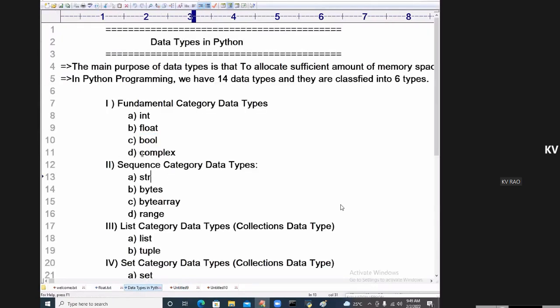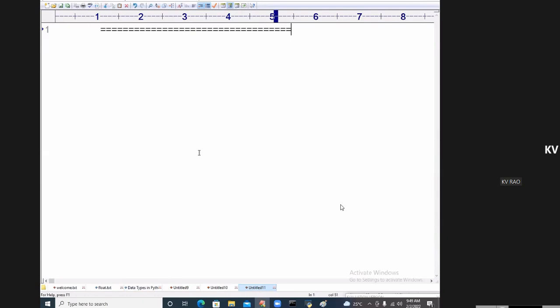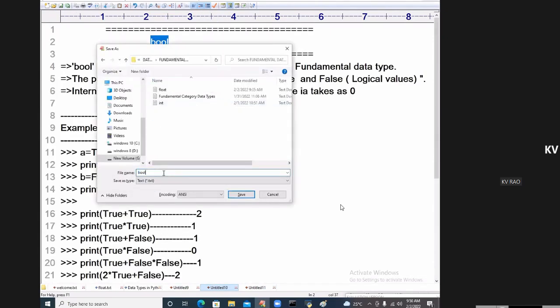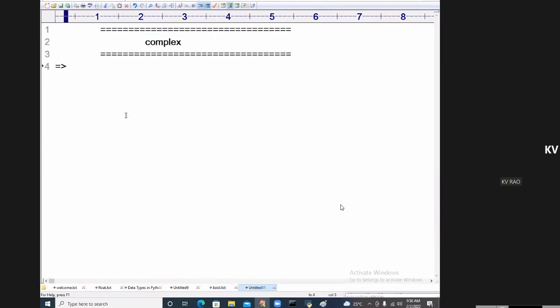Coming to the next, I will go to the complex data type now. Complex data type I'm going to introduce. It's also very, very important. Let us go to the complex numbers. My dear students, look at this. As usual, we said this is called a bool data type. Let me save the bool data type also in our fundamental data types. It is done. Now I'm coming to complex.